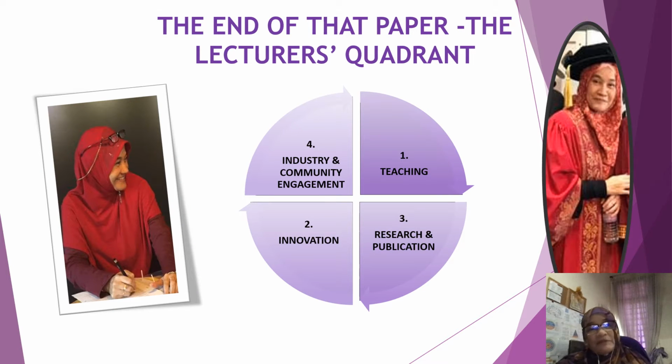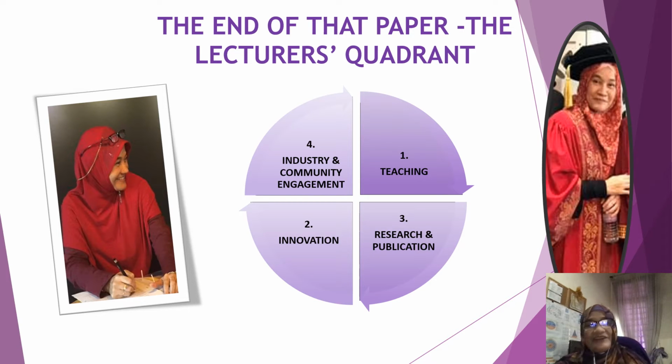At the end of the paper, I actually came up with a theoretical model for lecturers' quadrant. And in the model, I have four important key terms, keywords in the quadrant, and number 1 is teaching. Number 2 is innovation. Then we have research and publication, number 3, and number 4, industry and community engagement. I'll explain further, quadrant by quadrant.